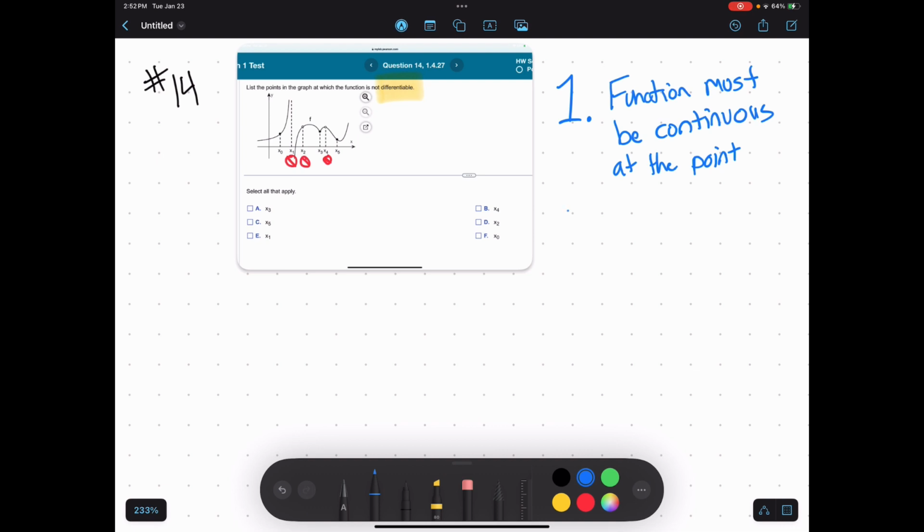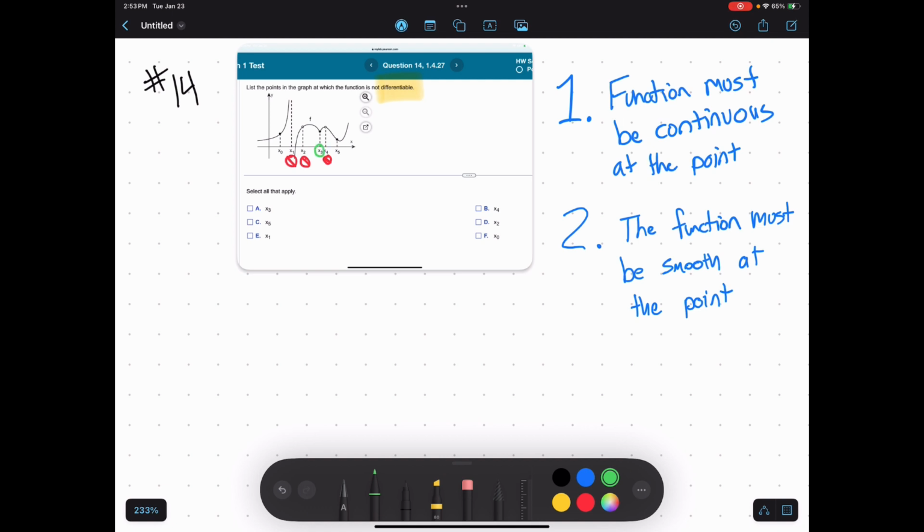Okay, well, there is a second piece of criteria to whether a function's differentiable or not. Okay? And that is the function must be smooth at the point. What do I mean by that? Well, take a look at x3. Take a look at x3.